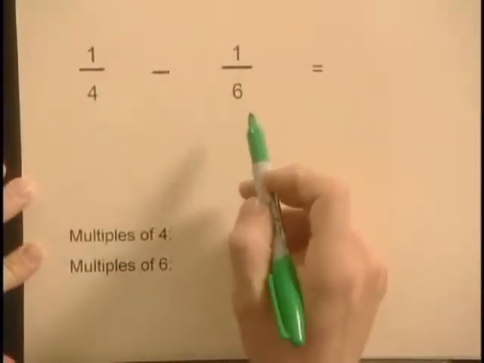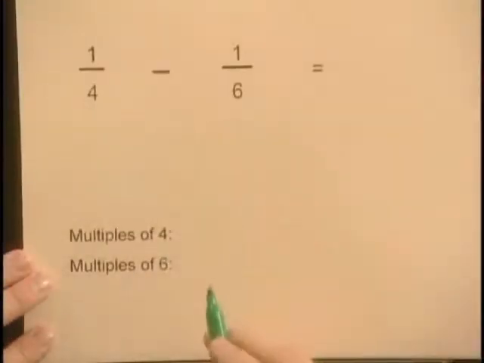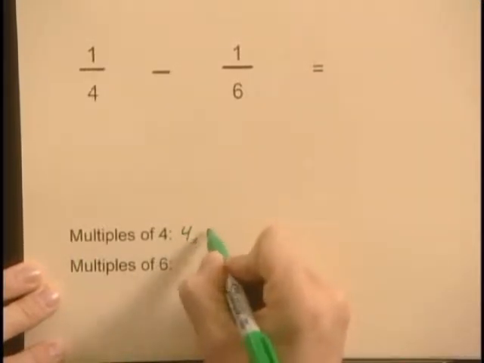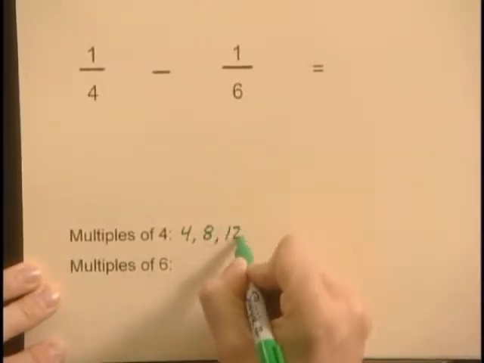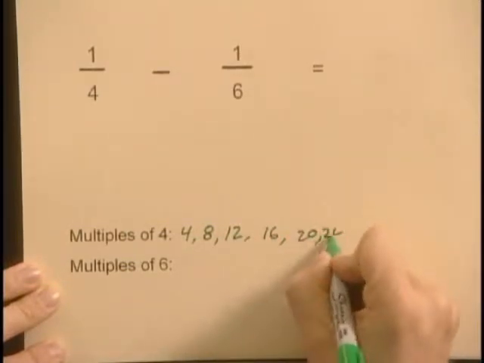Now, let's see what happens when the denominators are not the same. 1/4 minus 1/6. We know how to do it when they're the same, so let's just make the denominators the same, right? Yep. The best way to do that is by first finding the multiples of both the 4 and the 6. The multiples of 4 are 4 times 1 is? 4. 4 times 2 is 8, 12, 16, 20, 24, and we could go on and on forever.